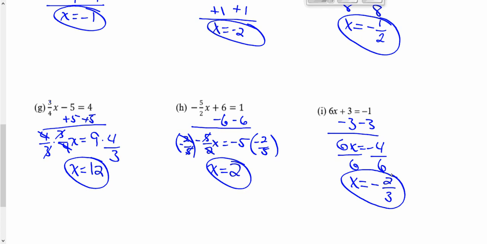What do they do with you guys in fractions in grade school, middle school? Not really anything. Yeah, they don't really get it. Okay.